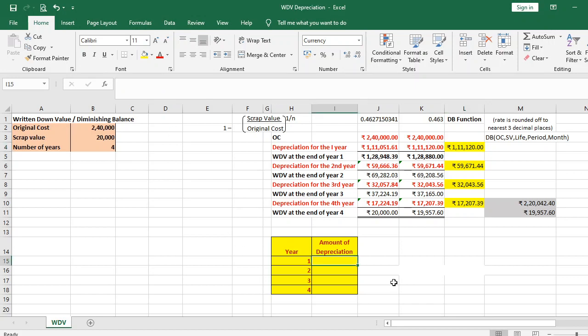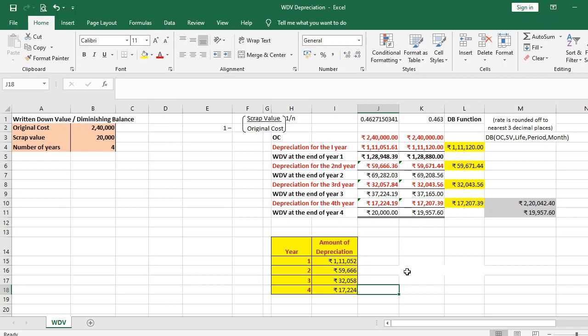Now, let us take the amount of depreciation from here. So, this is the first year. Then for the second year, we take the amount of depreciation from here. For the third year, from this cell. For the fourth year, from this cell. You see, the amount of depreciation gets reduced year after year. That is why it is called diminishing balance.